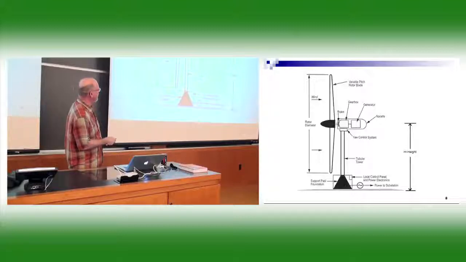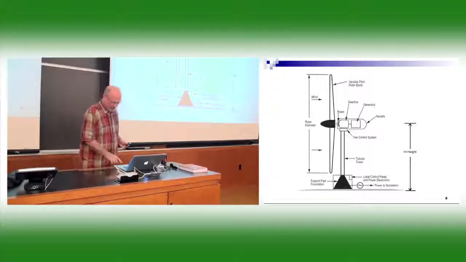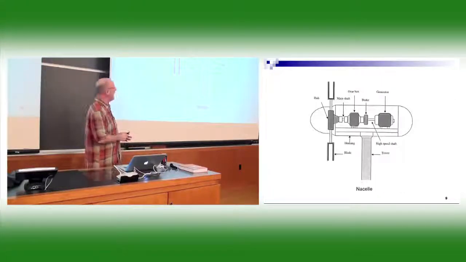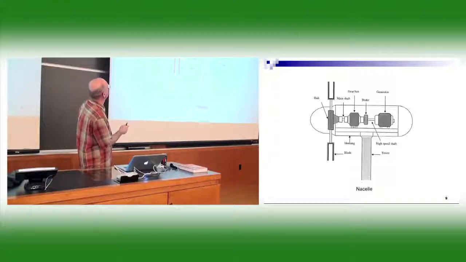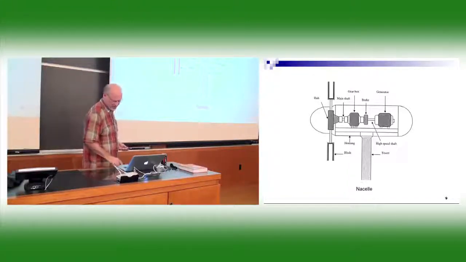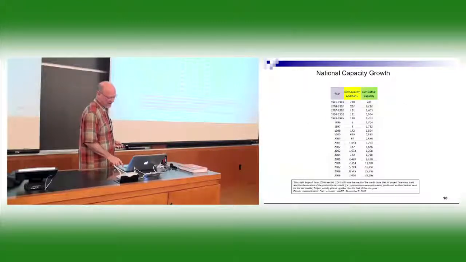You have your support pad down here, your foundation below the ground, where you have to support it, and then all of the electrical stuff, your power has to go to your substation, your control panel, everything that has to be down here. Okay. Inside that nacelle, if you look a little bit closer, here's our hub, our main shaft, our gearbox, the brake, the generator, right? This is the part that we're talking about, and this whole thing is called the nacelle. I'll show you some pictures of some nacelles. They're larger than you might think.